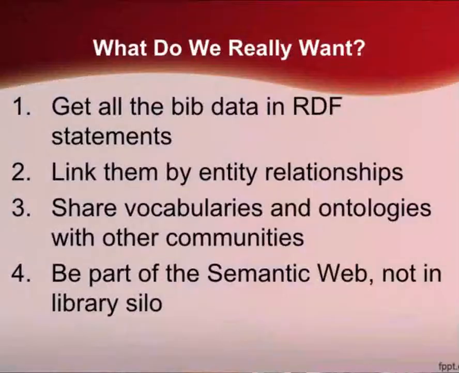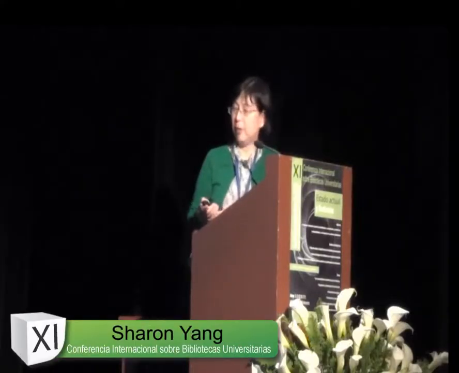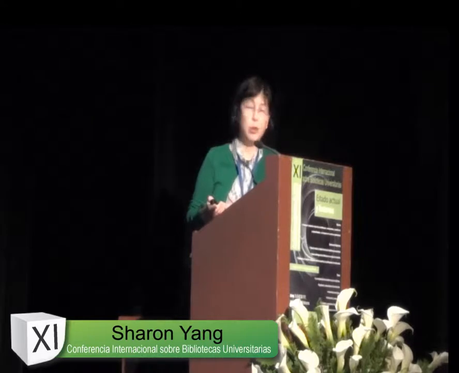So what do we really want? What we really want is, first of all, to convert all the big data into RDF statements. That's what we are trying to do right now. And also, we have to link them by entity relationships and share vocabularies and ontologies with other communities and be part of the semantic web, not in the library silo. Otherwise, librarians always keep to ourselves, use our own subject headings, use our own vocabulary. If we can get other people to use our vocabulary and subject headings, then we are one step towards linking with other people.